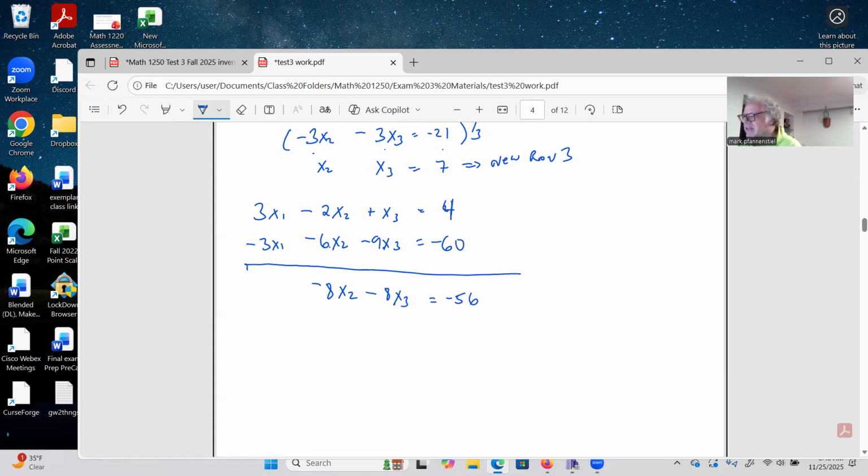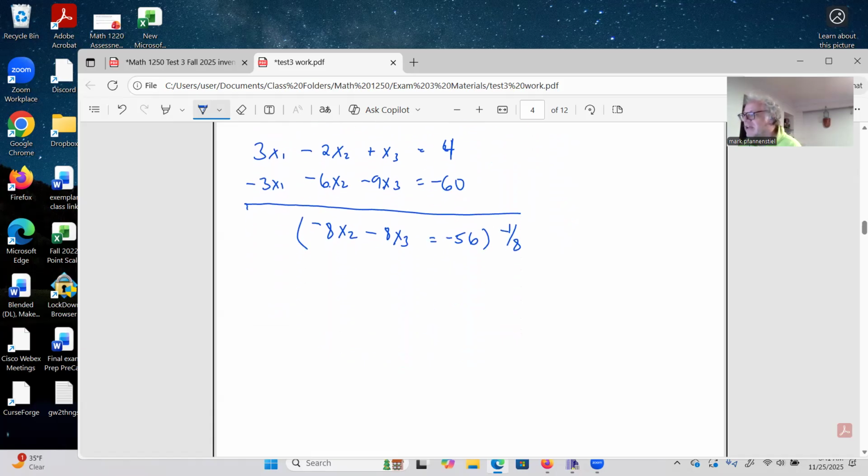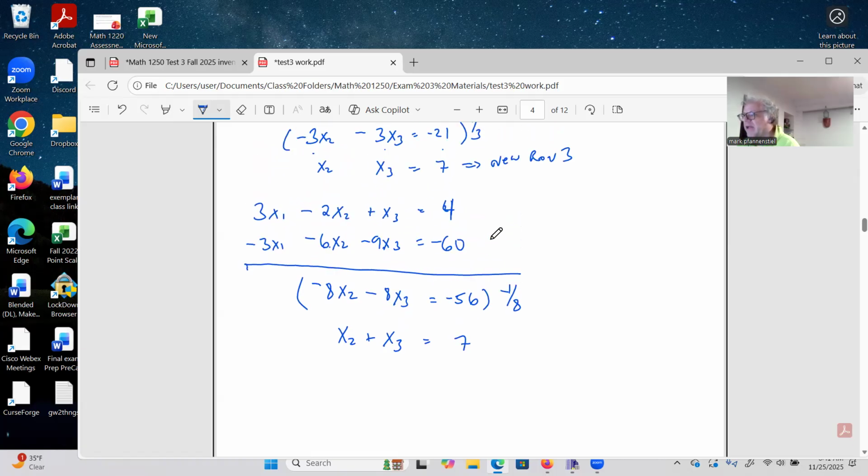So I'm looking at this, I'm saying, why don't we divide everybody by 1/8 or negative 1/8? So this is my new row 2 when I'm done with it. So we have x2, negative 8 over negative 8, negative 8 over plus x3, and then equals, and it looks like we're going to have a 7. 56 divided by 8 is going to give us 7. Okay, this is my new row 2.